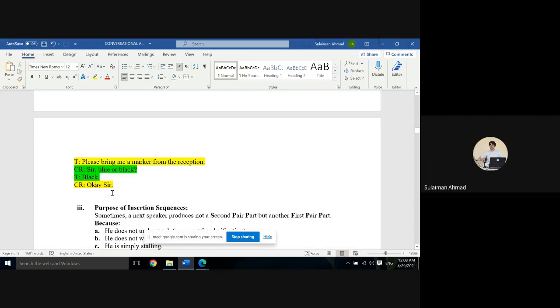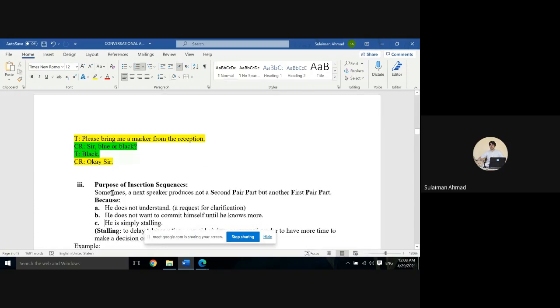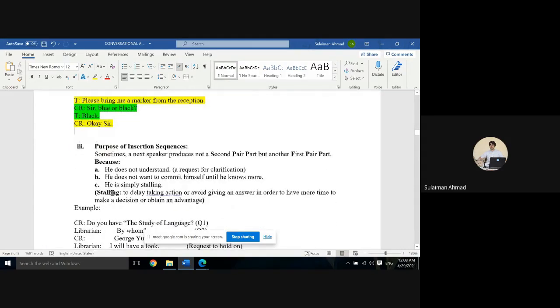There might be many insertion sequences. I'll give you examples later on. What are the purposes or the functions of these insertion sequences? We insert sequences for several reasons. Number one, if speaker B does not understand, that is a request for clarification.